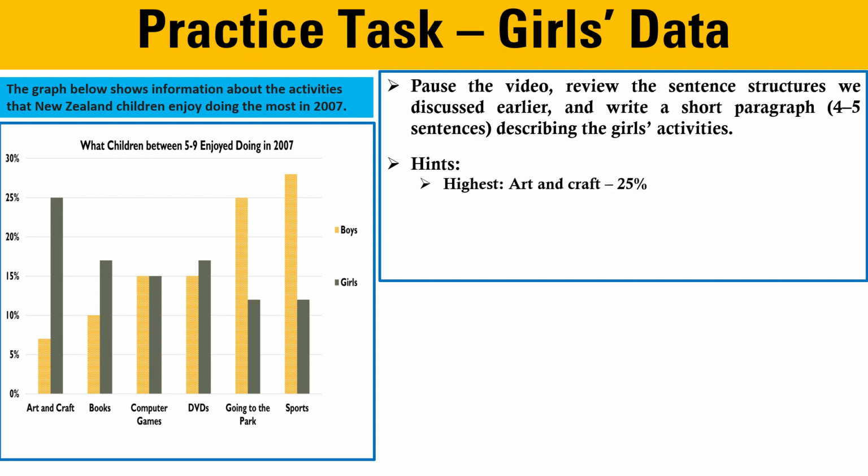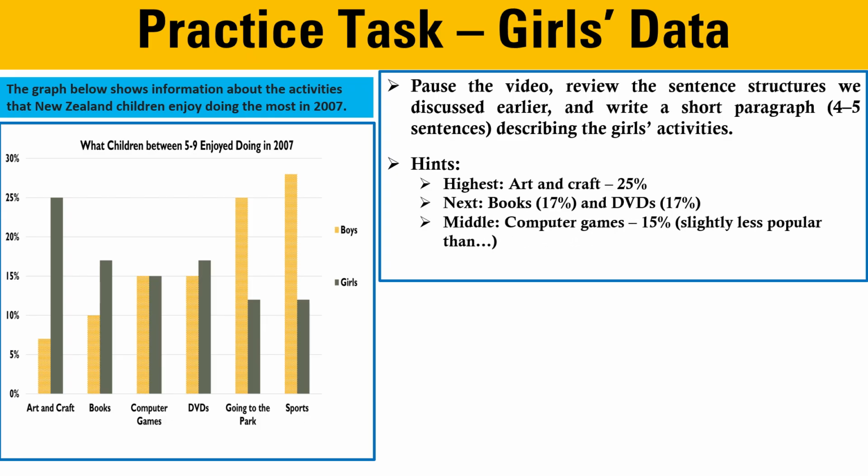Begin with the highest category, art and craft, at 25%. Then describe the next two, books and DVDs, both at 17%. You can use phrases like both or equally common. For the middle value, mention computer games at 15%. A good phrase here is slightly lower than books and DVDs.